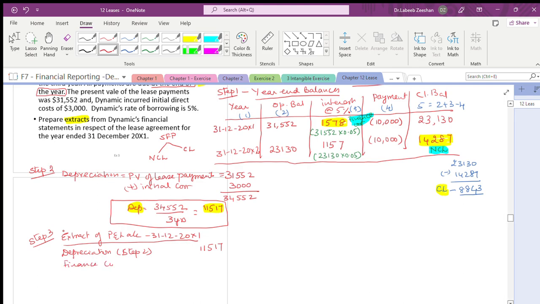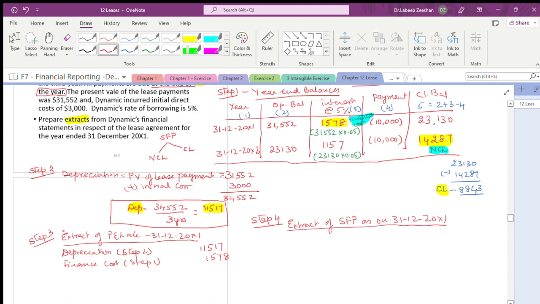Okay. Next, finance cost. Finance cost is from where we got it? Step 1. How much is there? 1578. Okay, this is what happened. Next, step 4. Extract of statement of financial position as on 31/12/2001. Okay. Fine.